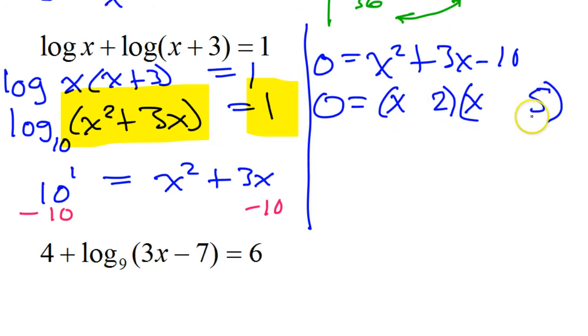Remember, inner plus outer must equal middle. Inner, I have 2x. Outer, I have 5x. To get a positive 3, I need a negative 2 and a positive 5. So there's my negative 2. Here's my positive 5. That does make negative 10, so we're good.